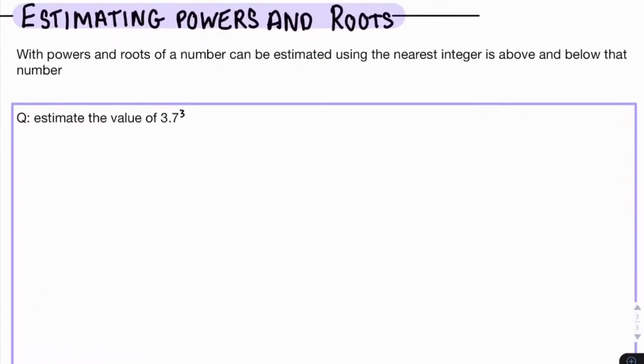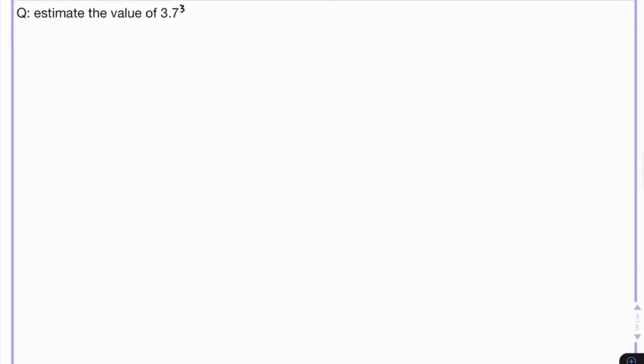Now, you need to be able to estimate powers and roots. With powers and roots, a number can be estimated using the nearest integer above and below that number. So if we wanted to estimate the value of 3.7 cubed, we can take 3 cubed, which is 27, and 4 cubed, which is 64. Now, as 3.7 lies more to the right-hand side between the two, we know that it's going to be somewhere around 50.